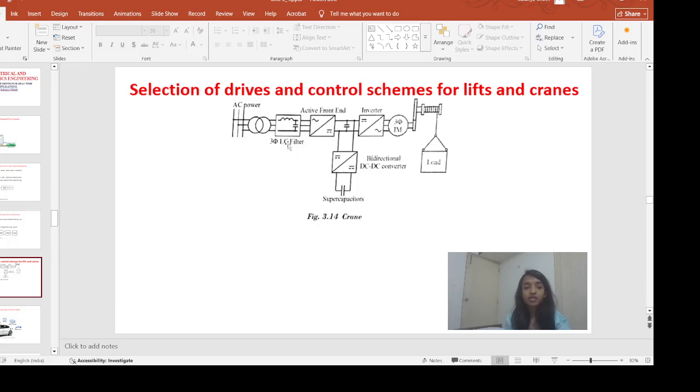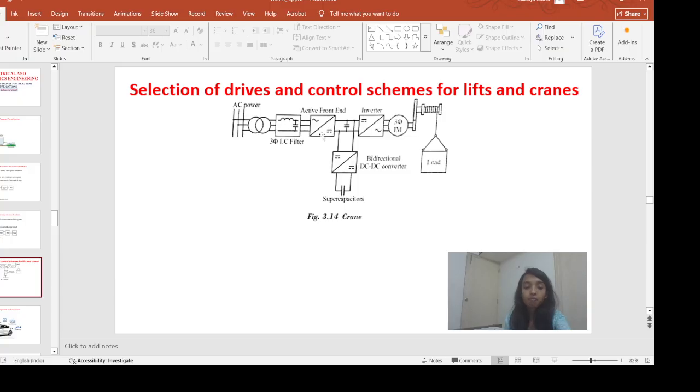Then we have this three-phase AC LC filter. So this three-phase LC filter comprises an inductor and a capacitor. Okay, and what it will do, it will remove the harmonics, high frequency noise or any transients from this AC power supply, resulting in a cleaner and more stable power input to the active front end.